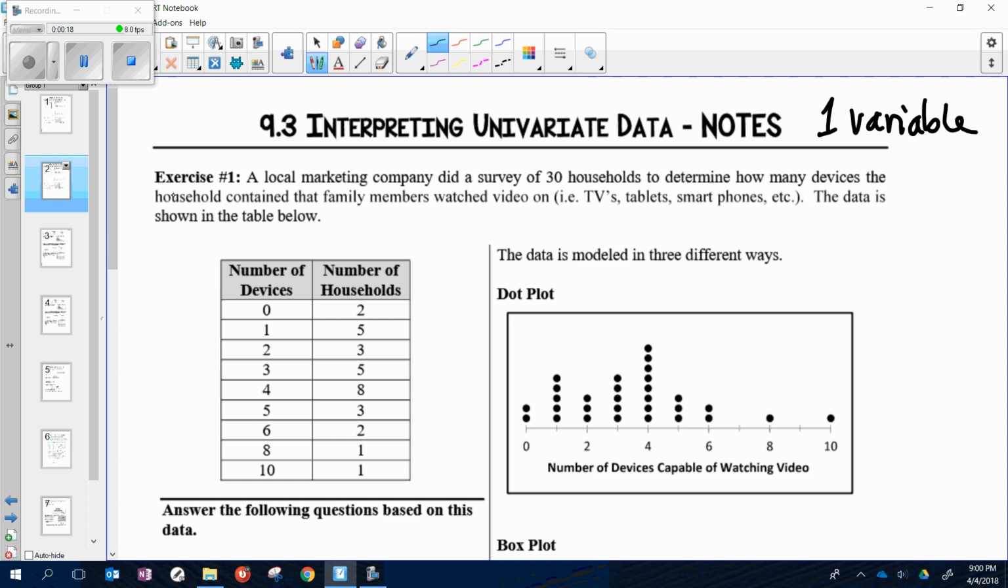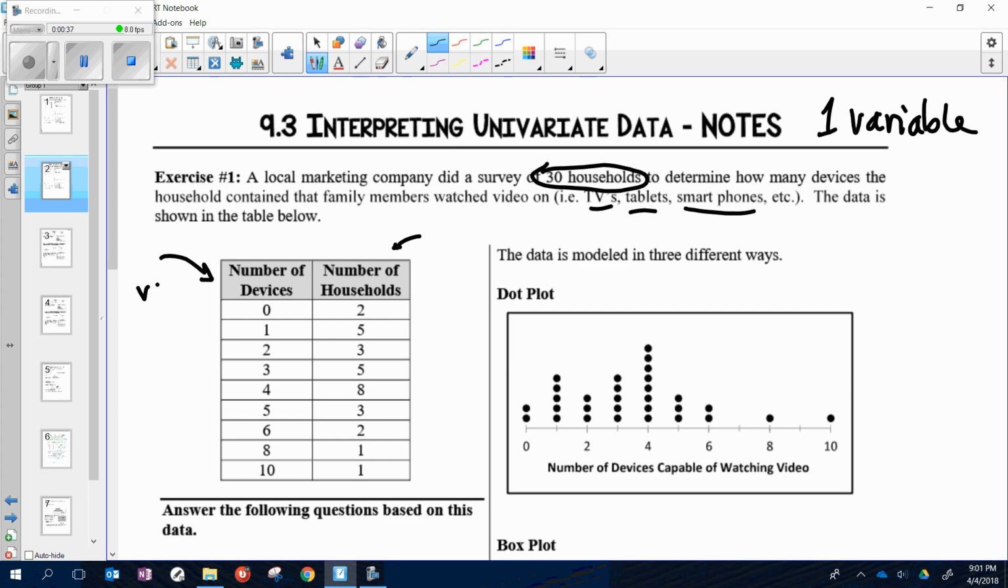Exercise 1. A local marketing company did a survey of 30 households to determine how many devices the household contained that family members watched video on. So like TVs and tablets and smartphones. The data is shown in the table below. Here's the number of devices, and here's the number of households.